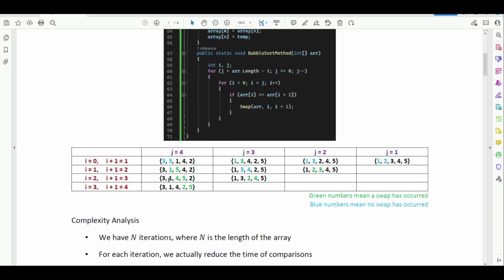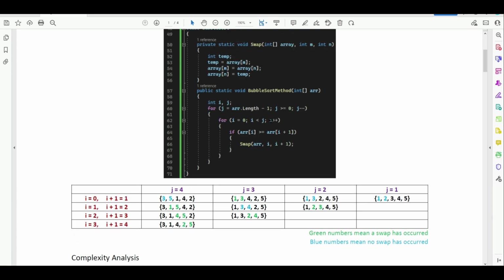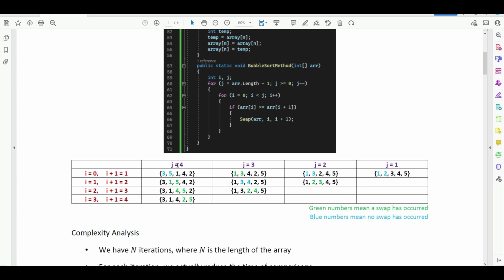And so we can look at this right here. I made this table for this. When we're at I equals 0, then we have I plus 1 equal to 1, and that is where we are right here. So we have this I and this I plus 1 right here, and j is equal to 4. Then we are looking at these two elements here, and we see that the one to the right is greater than the one to the left, so we do nothing. Blue numbers mean that no swap has occurred.